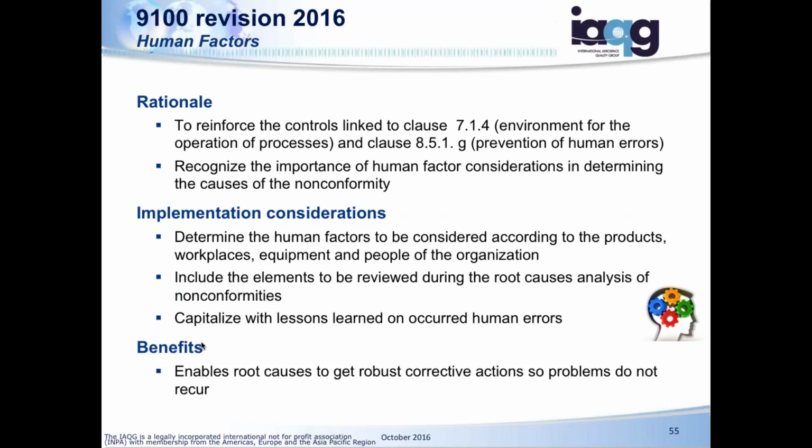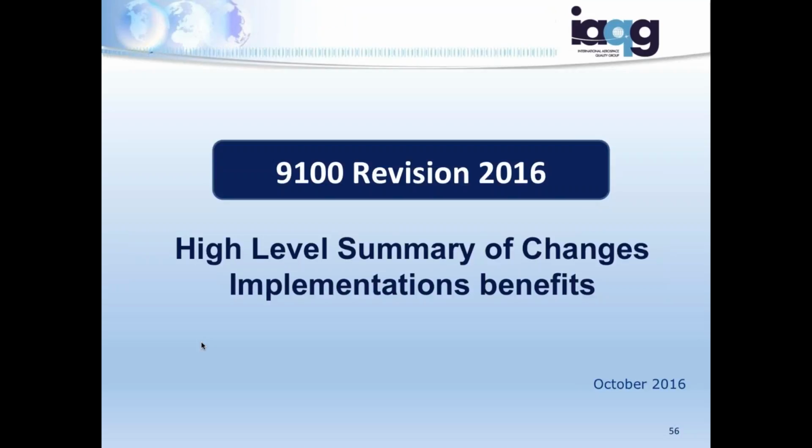How do I make sure that when I do root cause analysis, I consider the human aspect and then capitalize on these things for human errors? The whole benefit is, how do we make more robust root cause analysis so we can put appropriate corrective actions in place so problems don't recur?